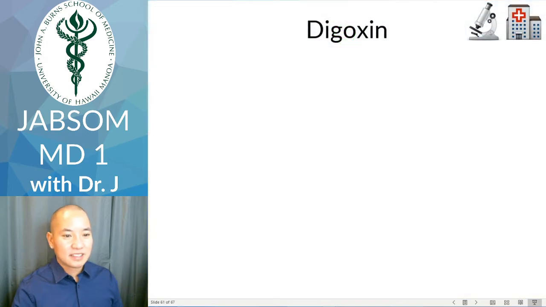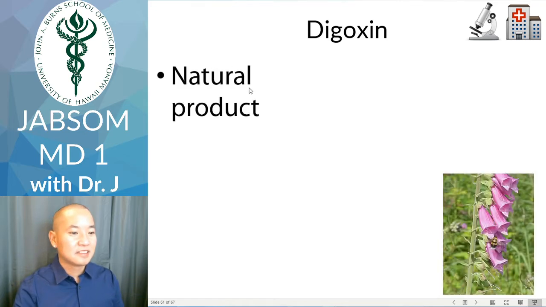Transport. Now let's talk about actual application. There's something called digoxin. Digoxin is a chemical. It's actually a natural product. It's derived from this plant.